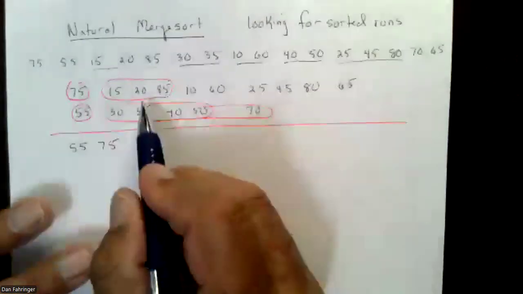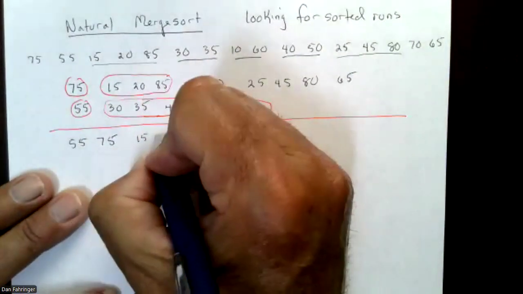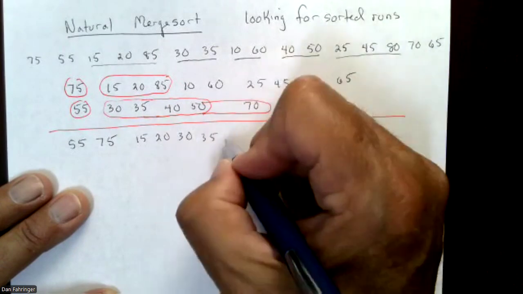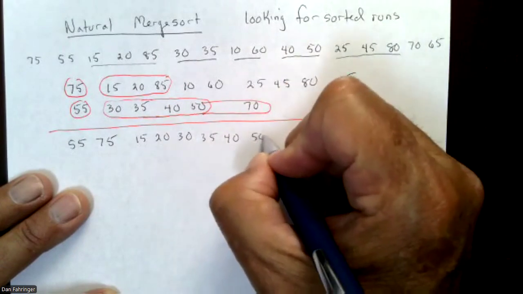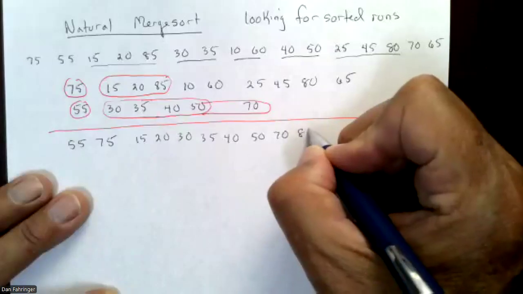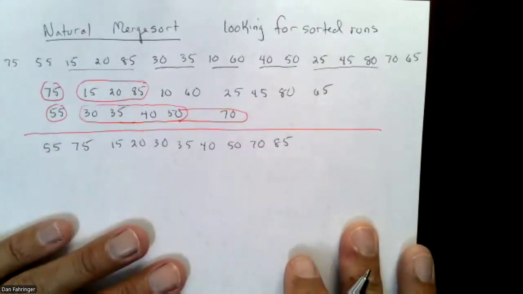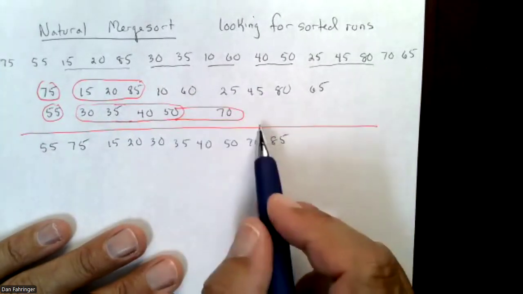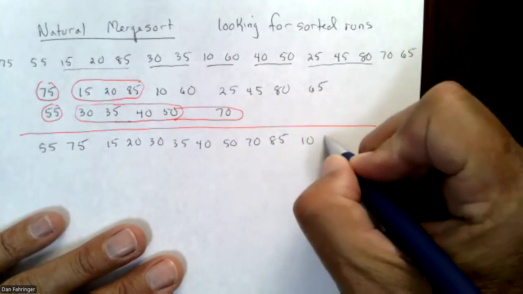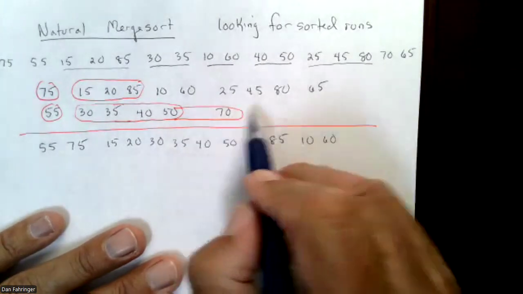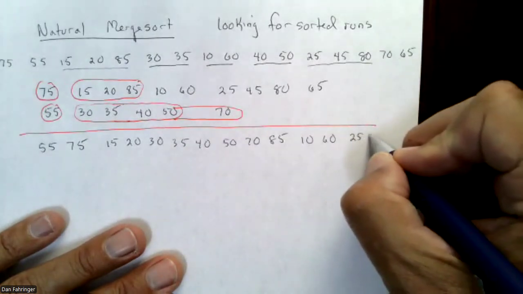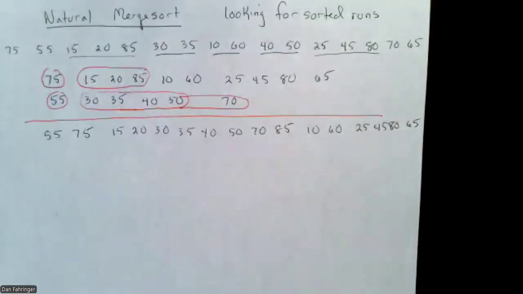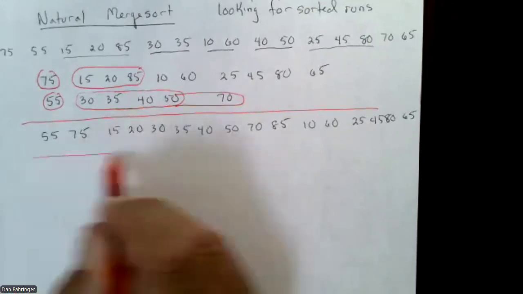So my next one is going to be 15, 20, 30, 35, 40, 50, 70, and 85. Well, my next run here is 10 and 60, but I'm at the end. So it's just 10 and 60 merged with nobody. 25, 45, and 80 merged with nobody. And pour 65 out on the end. Okay, back to one list.